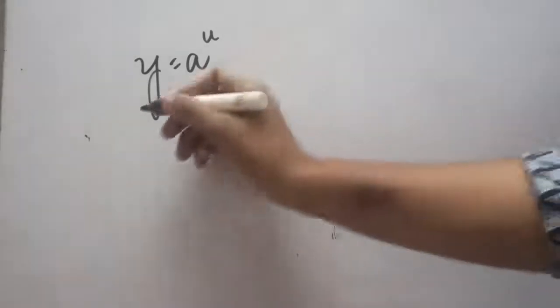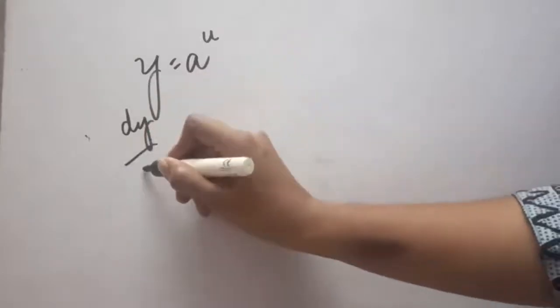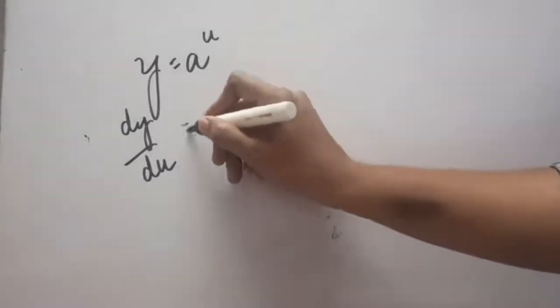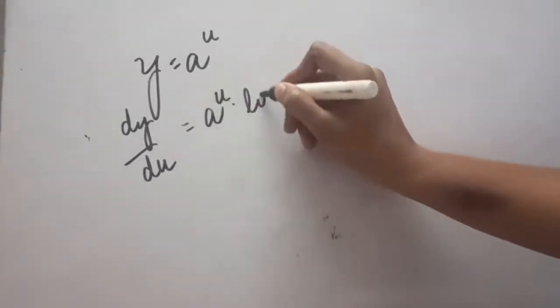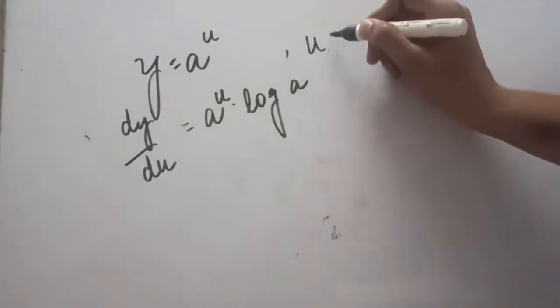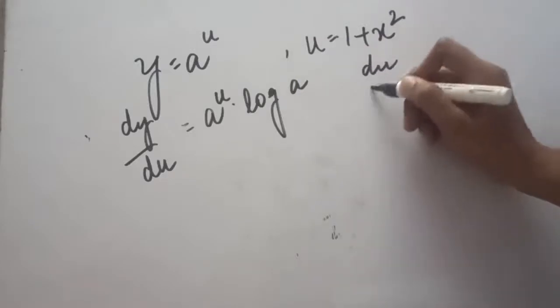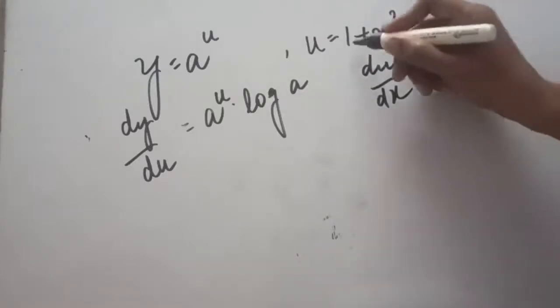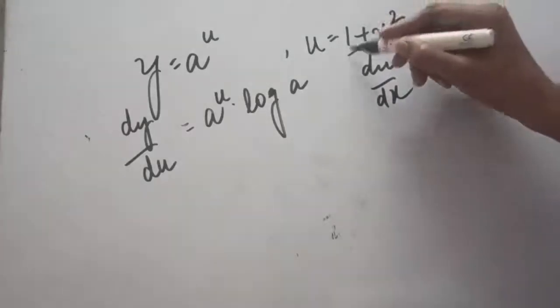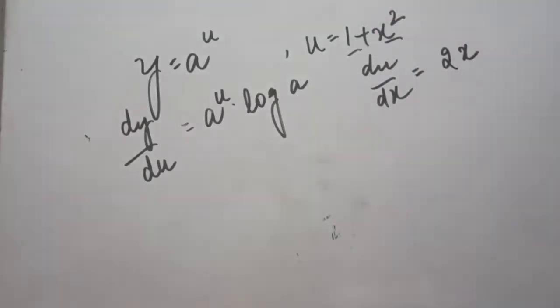This is another question where you have been told to calculate dy upon dx. So here if we calculate dy upon du, it will be a power u into log a. So we have calculated dy upon du, and in this question the second function has been given, u is equal to 1 plus x square. So from here du upon dx can be calculated. The derivative of the first term will be 0 and the second's derivative will be 2x.